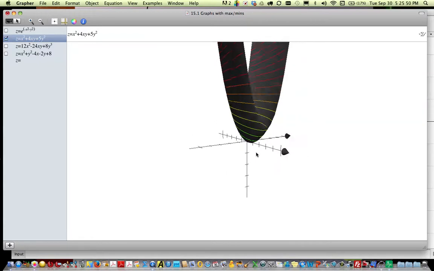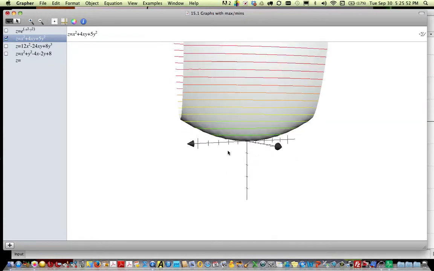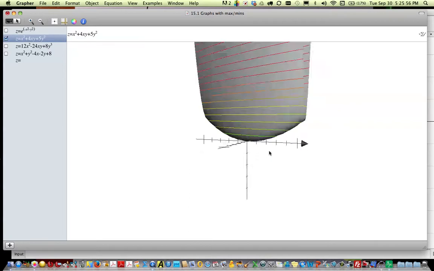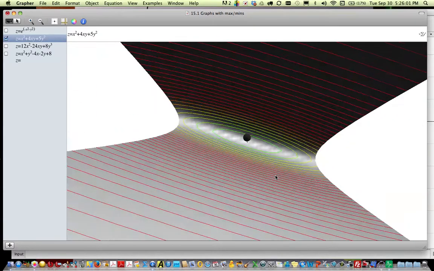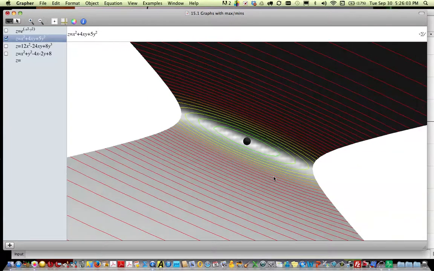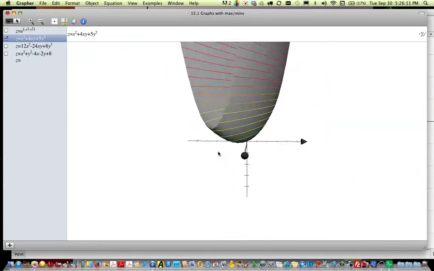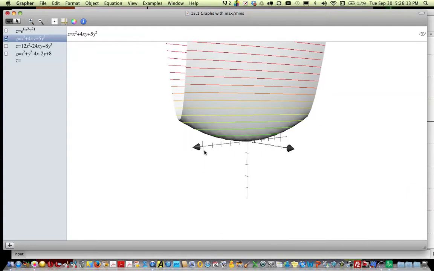If we tilt that a little bit, you can see that at the origin there seems to be a local minimum. And then if I rotate this way, and we look down inside of this paraboloid, there's the contour diagram that you see. The very lowest point is going to be right here at the origin. It's a very minimum point on that graph. Okay? All right, so that's that second example.